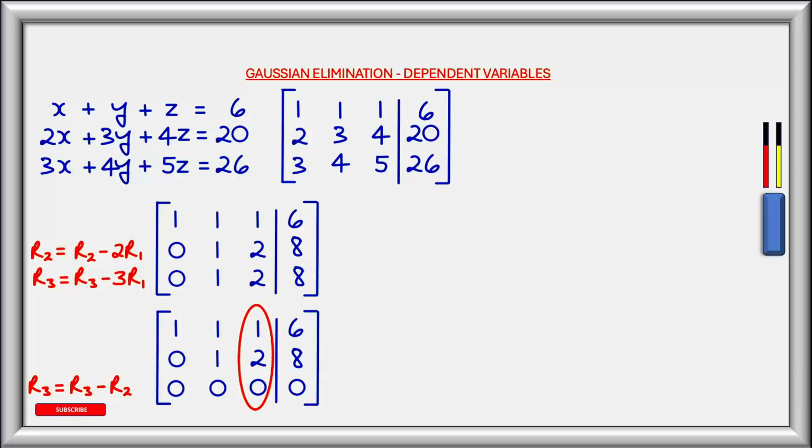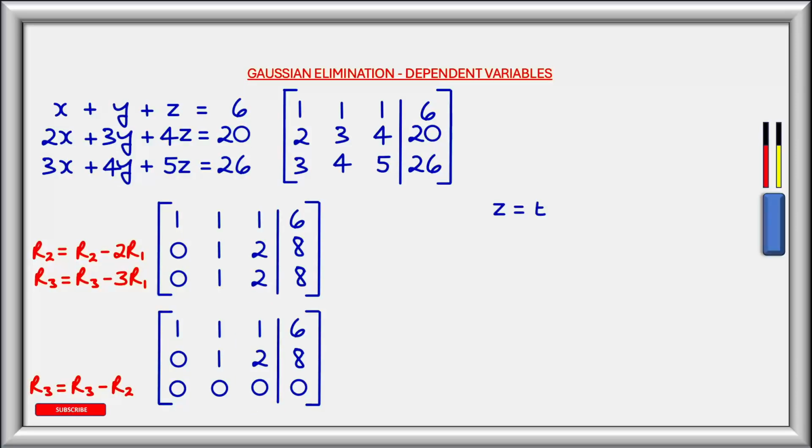Why do we call it free? Because it's completely unconstrained by the system. It's free to be absolutely any real number. As a result of this, we can let our free variable z equal t. And so z can be any value. Once we pick a value for t, it triggers a domino effect through the rest of our equations, locking in the exact values for x and y.